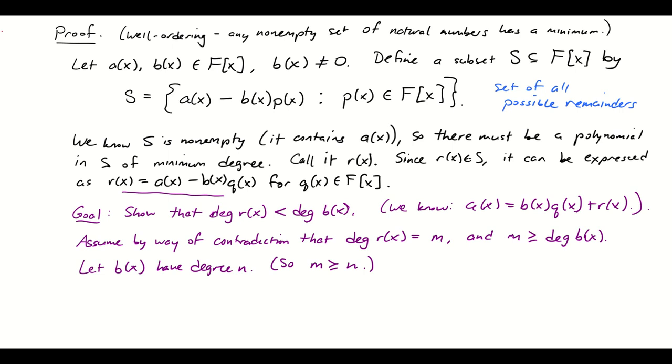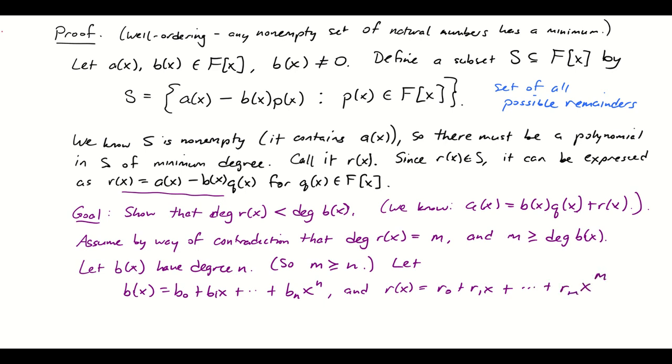And just so that we have something to play around with here, because it's kind of comforting to be able to play with some actual polynomials, even if they have symbols for coefficients, let's let b of x equal b0 plus b1x, etc., up to bn x to the n. And on the same note, let's let r of x equal r0 plus r1x, etc., up to rm x to the m. Sorry, that should be an m there. My pen's kind of skipping now.